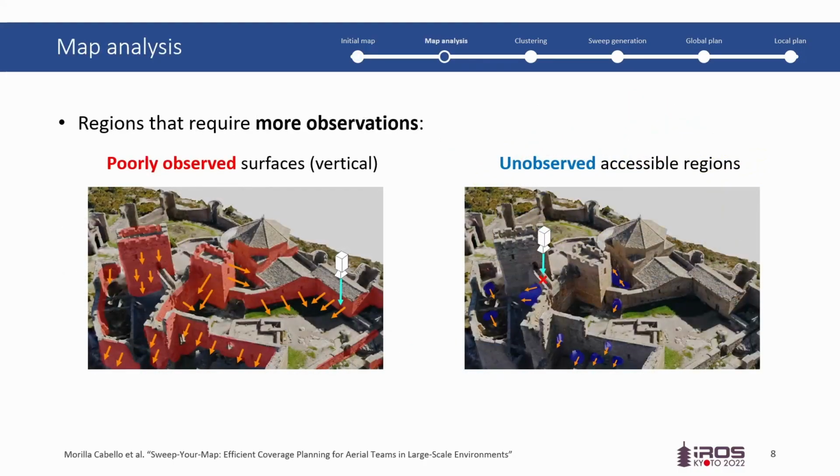We analyze the map to find surfaces that were poorly observed due to non-frontal observations during the reconnaissance flights, which correspond to the red vertical and tilted surfaces in our case. We also detect regions that were not observed, shown in blue, but can be observed from a different view as they are accessible from the free space.